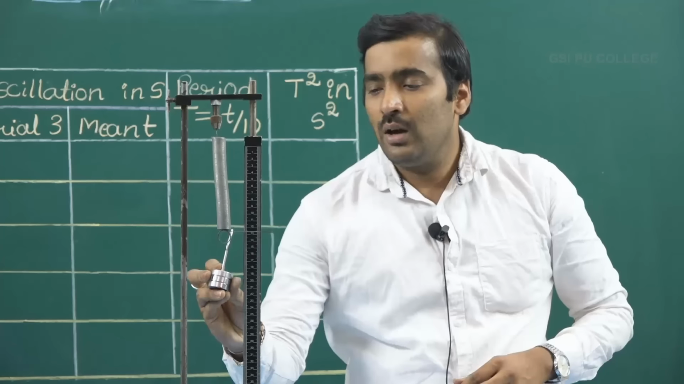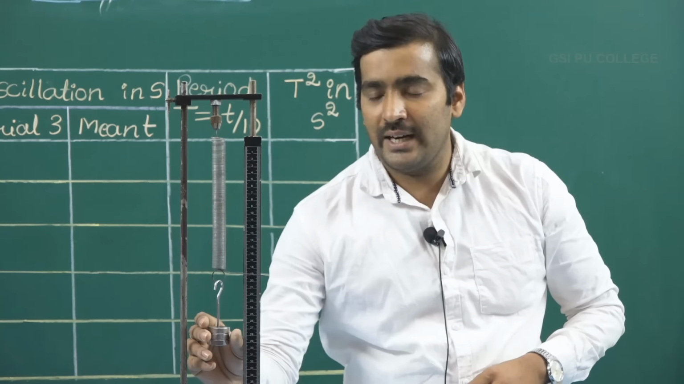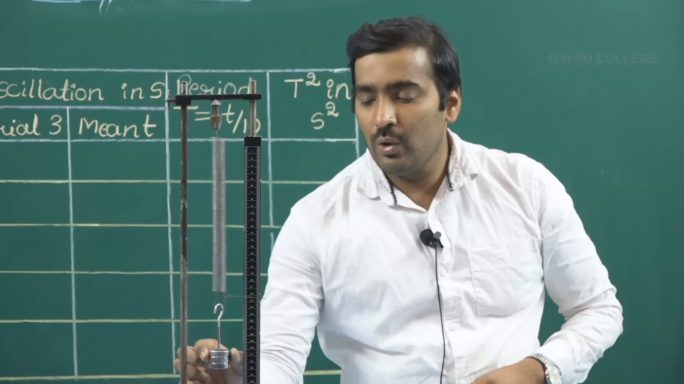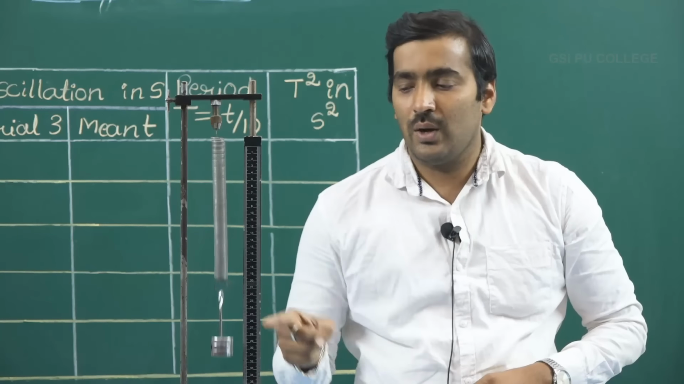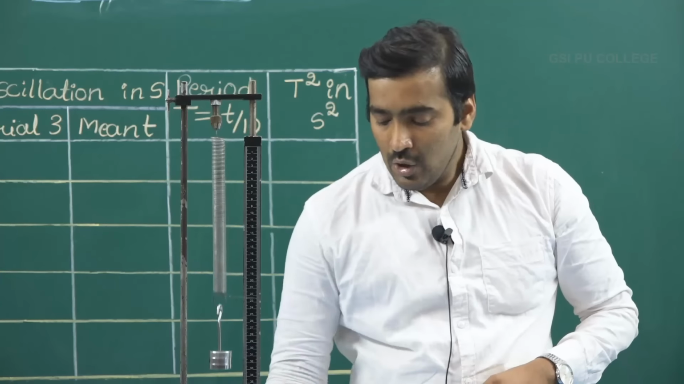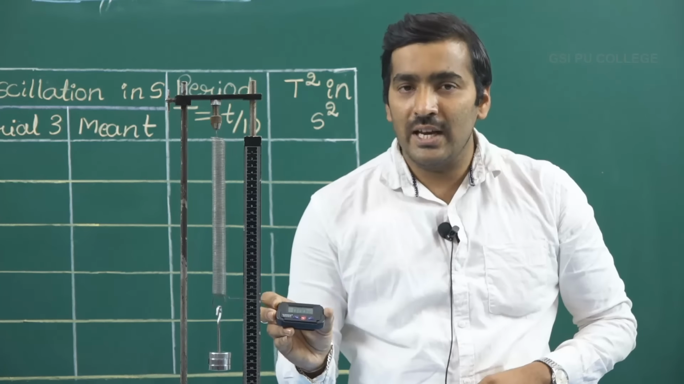Now I am attaching a 150 gram load to the spring such that the spring is extended. If I slightly pull this load in the downward direction and release it, it performs vertical oscillations. You can see it is performing vertical oscillations. Next, using the stopwatch, we need to count the time taken for 10 oscillations.